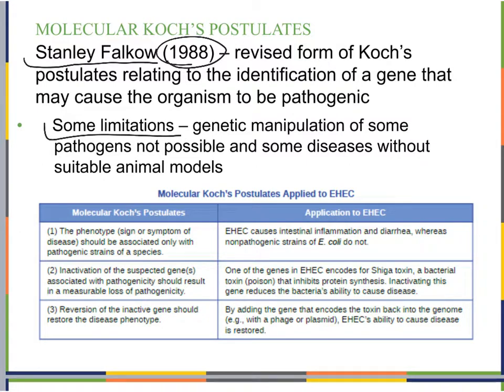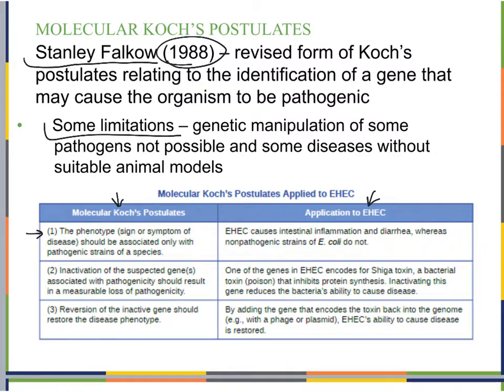So let's take a look at molecular Koch's postulates here at the bottom. On the left-hand side, we have just the general postulates. And on the right-hand side, they're talking about how that can be applied to EHEC, which is Enterohemorrhagic E. coli. So on the left-hand side here, number 1 is saying that the phenotype, so the sign or the symptom of a disease, should be associated only with pathogenic strains of a species.